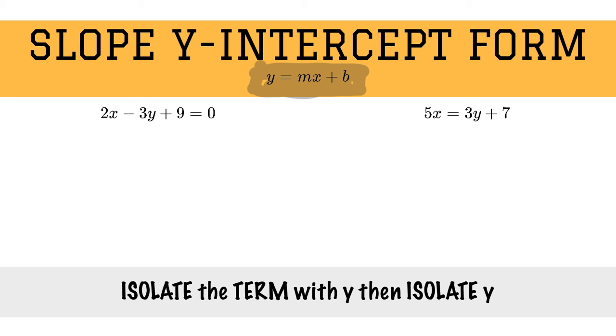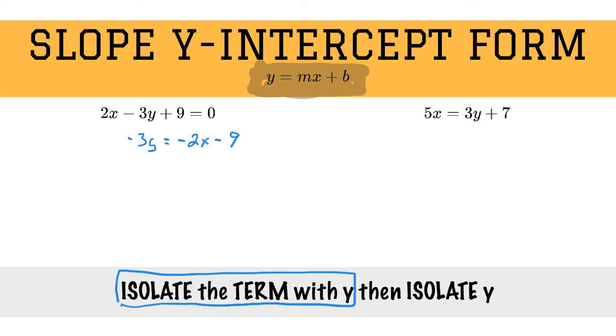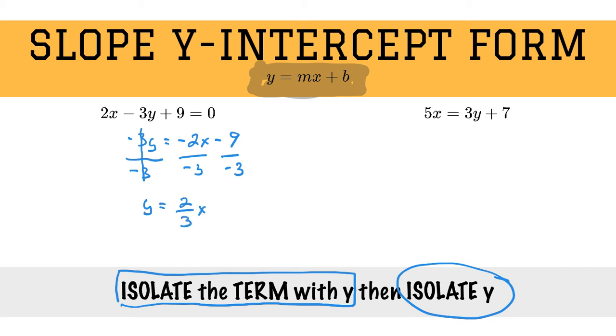That will give you slope and your y-intercept. So my first equation, my first illustration, is in standard form. I'm going to isolate the term with y. So that gives me negative 3y equals negative 2x minus 9. And then I'm going to isolate y by dividing everybody by negative 3. The negative 3's cancel, and you get y equals, a double negative is now a positive, and a double negative is a positive. So that's mx plus b.